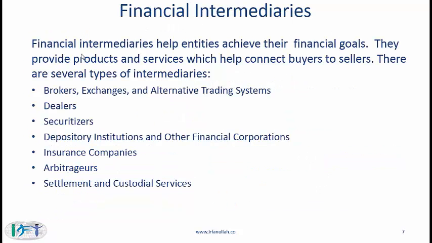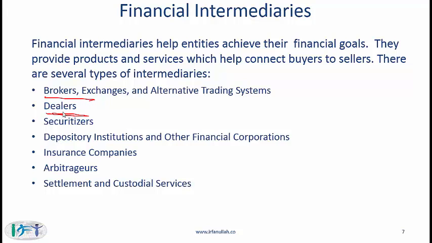Financial intermediaries. Financial intermediaries help entities achieve their financial goals. They provide products and services which help connect buyers to sellers. There are several types of intermediaries: brokers, exchanges, and alternative trading systems. These are either electronic entities or people who connect buyers and sellers. So that's the job of a broker. A broker doesn't actually buy anything. A broker simply connects buyers and sellers.